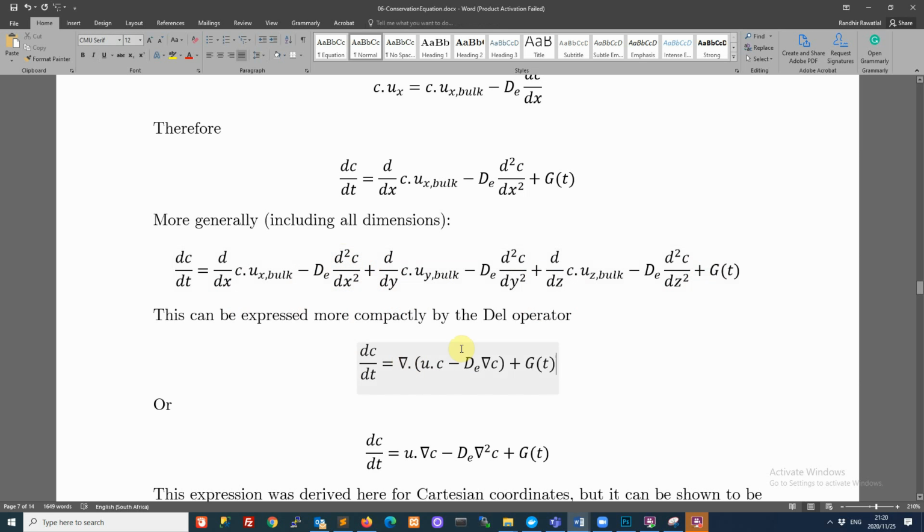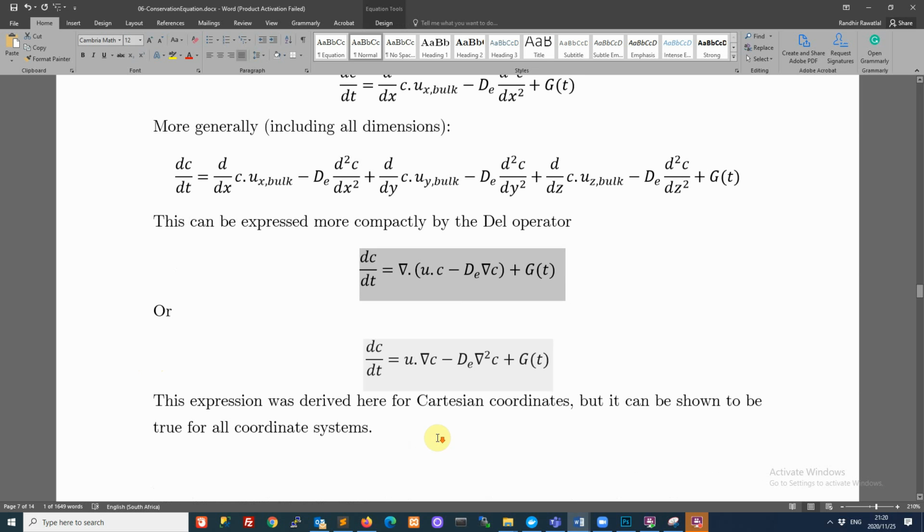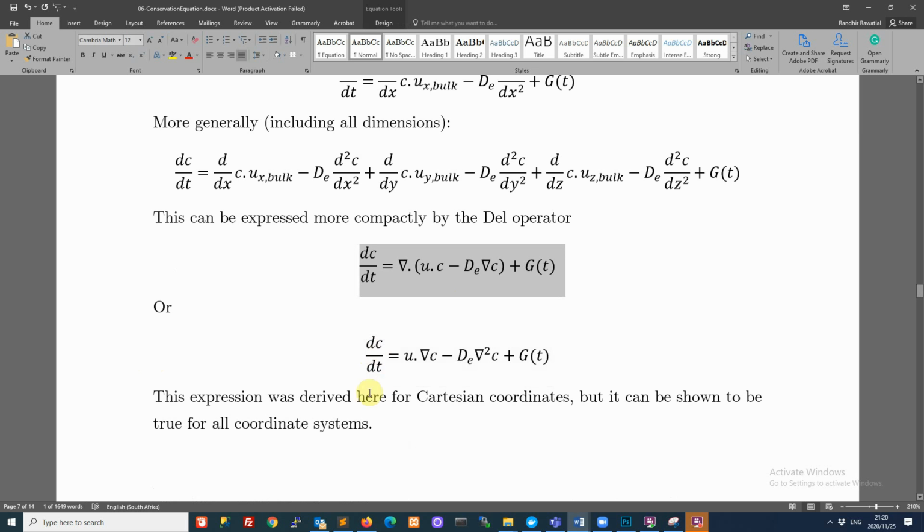So we can say del of c, so that's the second derivative, and then of course the effective diffusivity is a constant there. Okay, so that's the equation, and we can of course then rewrite this as dc/dt equals u del c minus De del squared c plus Gt. So this equation is nice and general now, and what's nice is it's written in terms of this del operator.